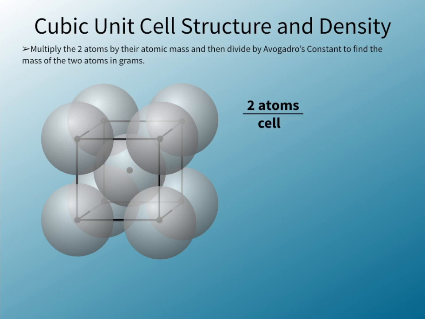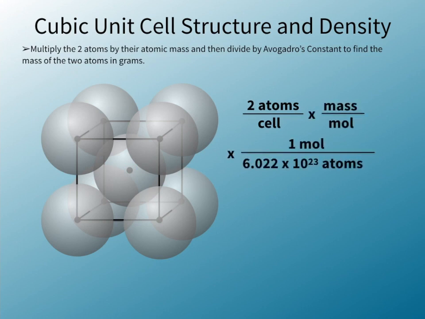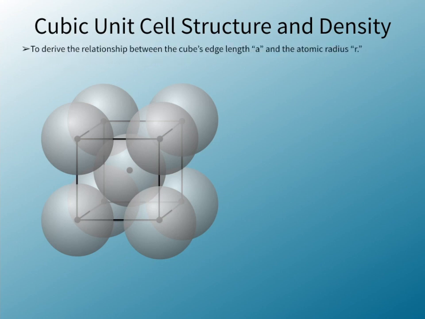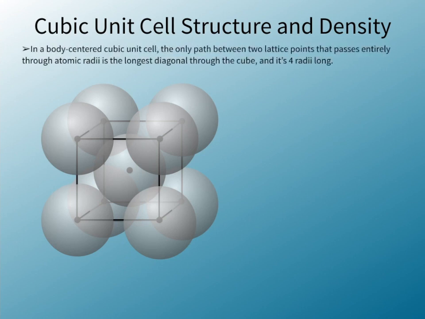Multiply the 2 atoms by their atomic mass, and then divide by Avogadro's constant to find the mass of the 2 atoms in grams. Now let's find the volume of the unit cell again. We'll find a path between 2 lattice points that passes through an atomic radius at all points to derive the relationship between the cube's edge length A and the atomic radius R. In a body-centered cubic unit cell, the only path between 2 lattice points that passes entirely through atomic radii is the longest diagonal through the cube, and it's 4 radii long.